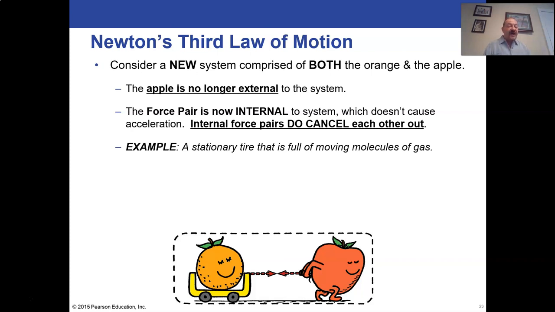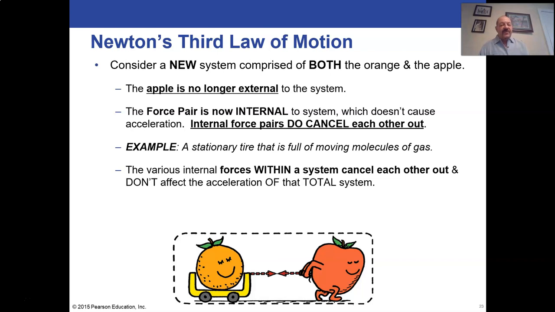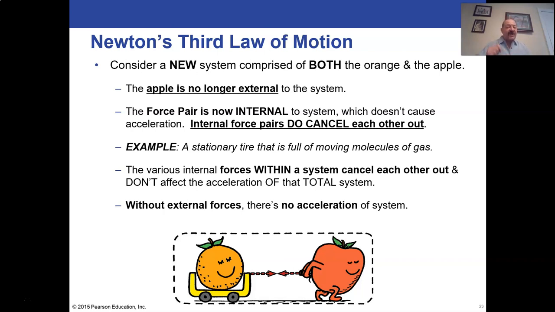So a stationary tire that's full of moving gas is another example of a lot of internal forces canceling. If you fill a tire or a balloon with gas, molecules are moving all over the place. But ultimately, if you add up all the forces inside there, they cancel each other out. We know that because there's no movement of the tire unless it's acted on by an external force. So the various forces within a system will always cancel. You don't generally have to worry about them. Without external forces, there is no acceleration of the system. In this case, the system is the whole thing, the orange cart connected to the apple.